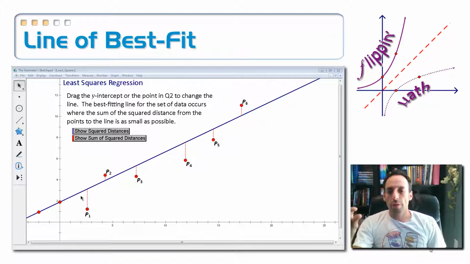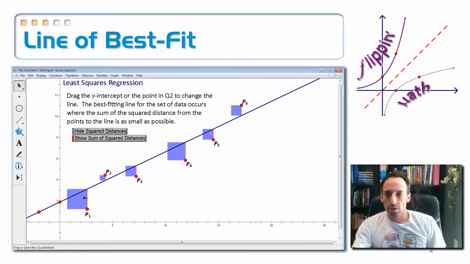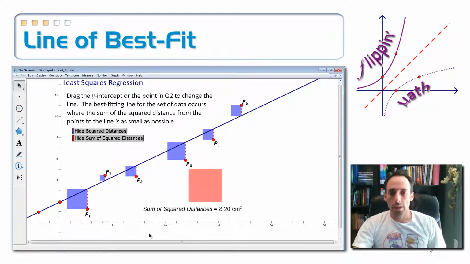Its distance from each one of the points is measured by this dotted red line, and that's called a residual in statistics. Okay, so as I've said before, that distance, if it's above the line, it can be positive, and down below the line it might be negative, or vice versa. So instead what we usually do is square those distances, and now the number is positive. And if I take all of those purple squares and I take their areas and add them all up, I get the sum of all their squares. Right now the sum of all of those purple squares is 8.2 square centimeters.